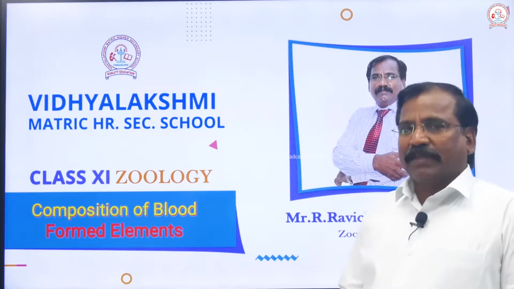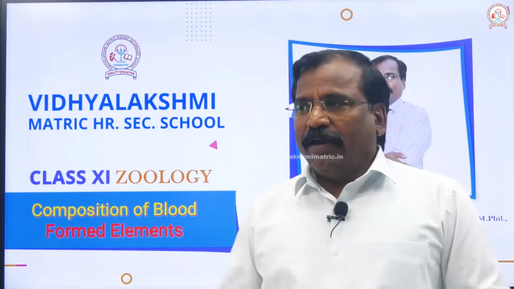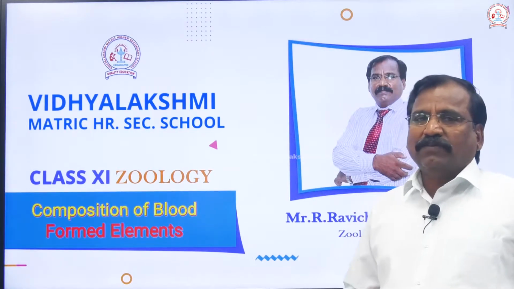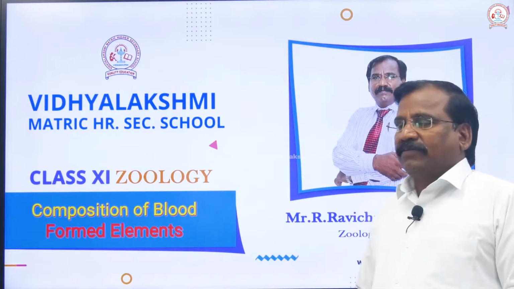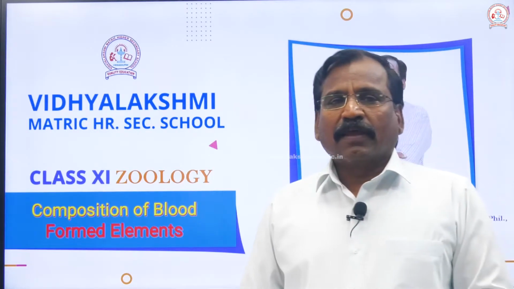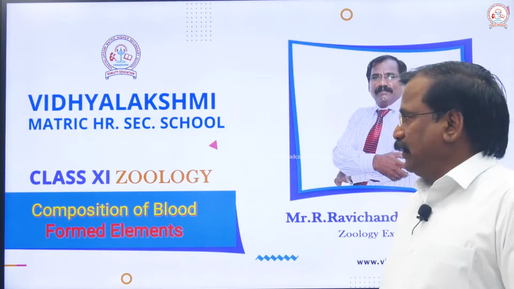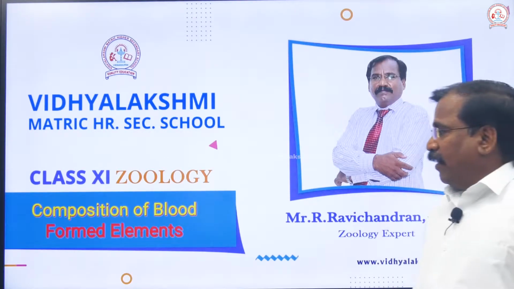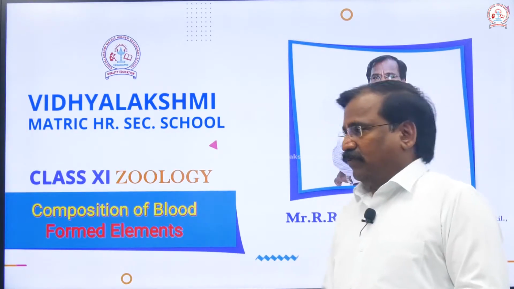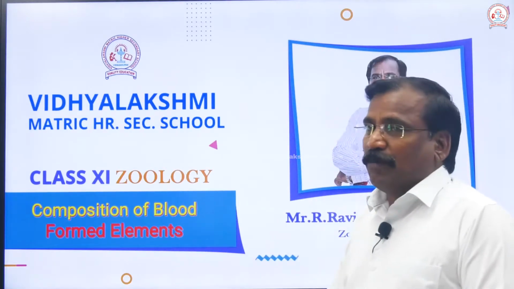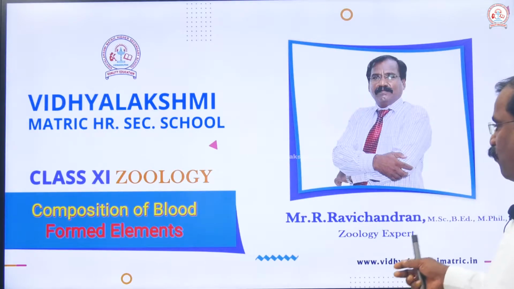So, last class we discussed the composition of the blood. You know that blood is composed of the plasma and the formed elements. Last class we discussed in detail about the plasma and its composition. Today, in this session, we are going to discuss the formed elements in detail.